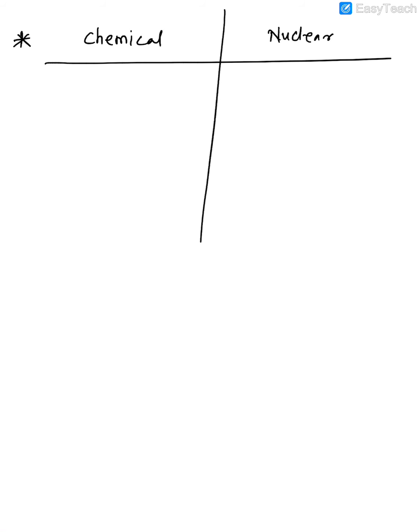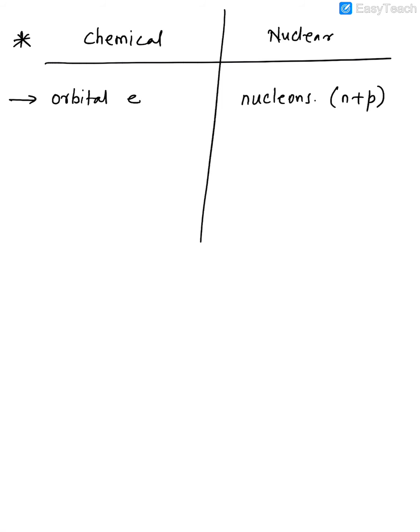Okay, so it's very important that you know the basic difference between both of them, that is the chemical and the nuclear change. Now in chemical change, who takes part in the reaction? It is the orbital electrons who take part in the reaction. Whereas in nuclear reactions, who takes part in the reaction? It is the nucleons. And what do you mean by nucleons? The neutrons and protons together are called nucleons. Why? Because they are both present inside the nucleus.